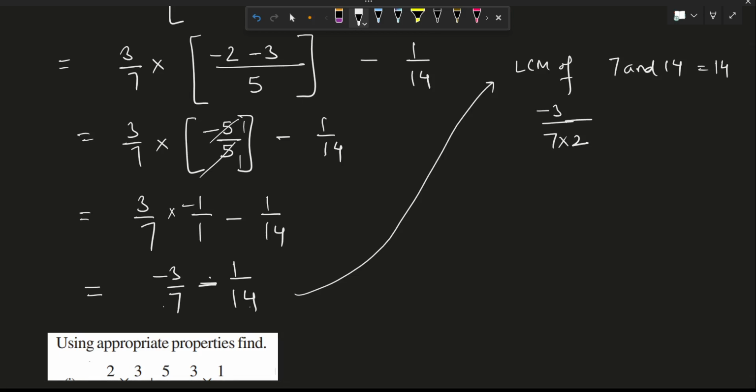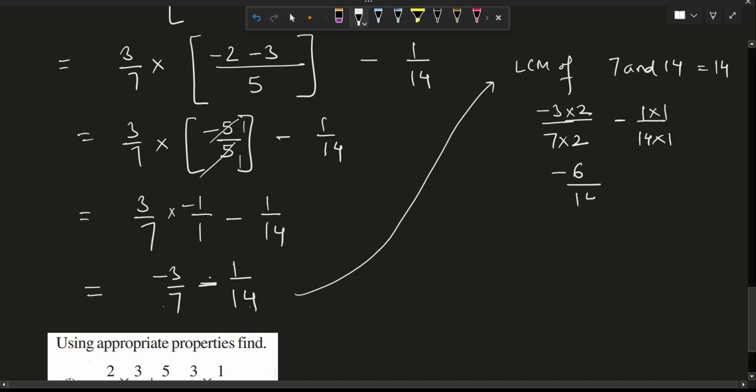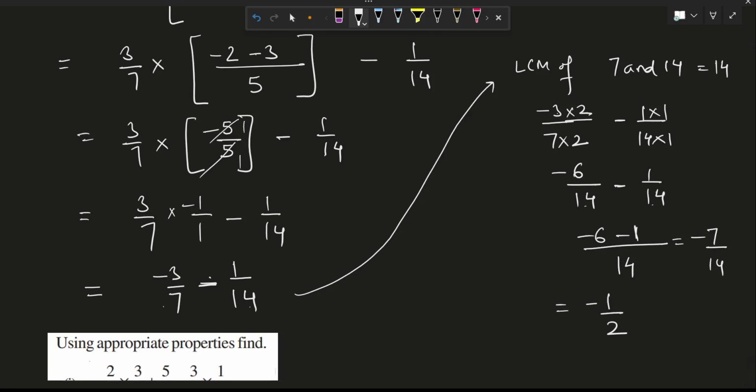So let's multiply 3 by 7. You will multiply by 2, 3 also with 2, and this with 1 and 1. So what am I going to get? 3 into 2, minus 6 by 14, minus 1 by 14. LCM 14 because both are the same. So minus 6 minus 1, what is it? Minus 7 by 14. So the final answer comes out to be minus 1 by 2 because I can cancel this 7. 7 ones are 7, 7 twos are 14. So minus 1 by 2.